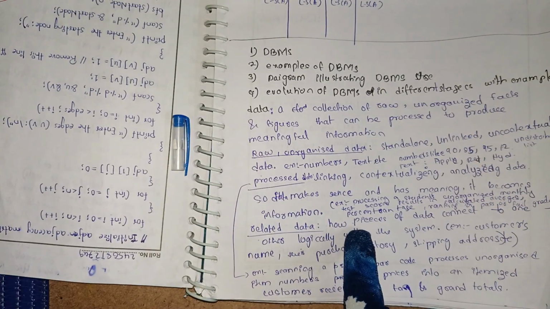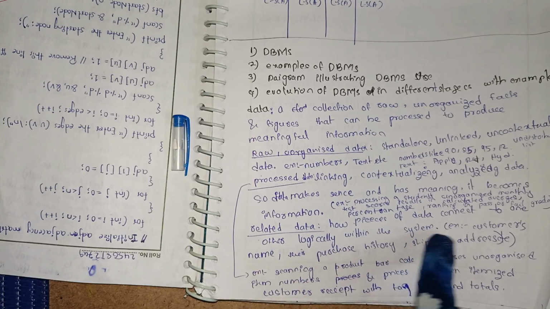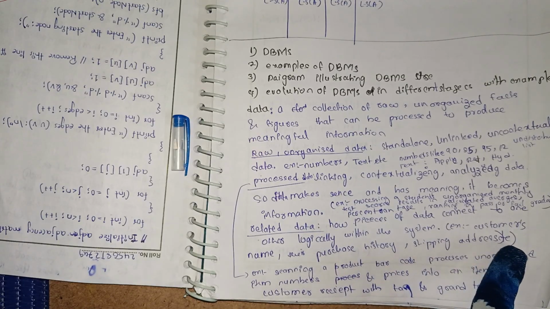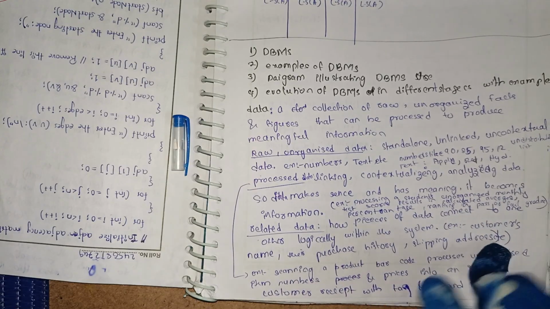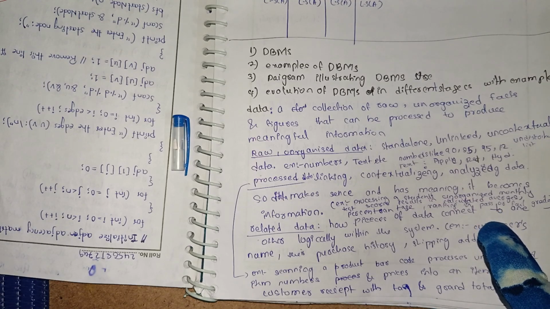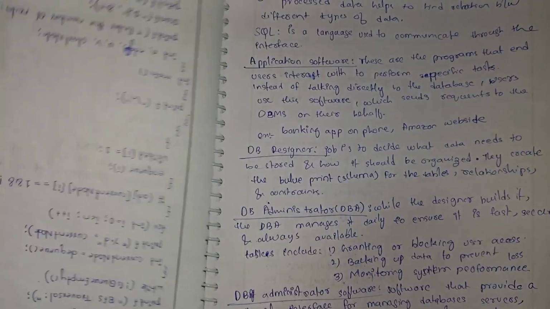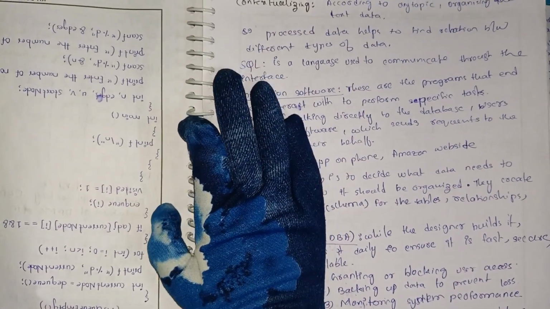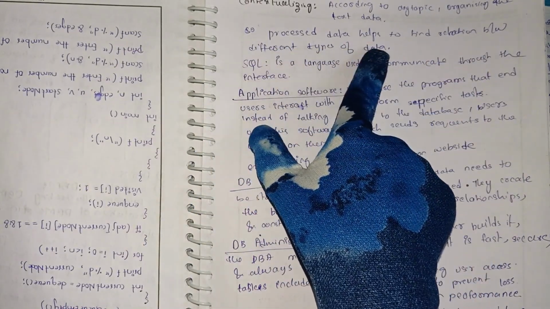Then related data, how pieces of data connect to one another logically within the system. Example, customer's name, their purchase history, shipping addresses. So customer name, purchase history, shipping addresses are the pieces of data here. The relation between processed data and related data is, processed data helps to find relation between different types of data.